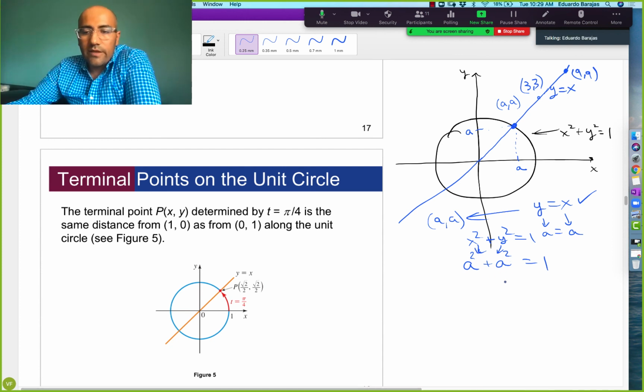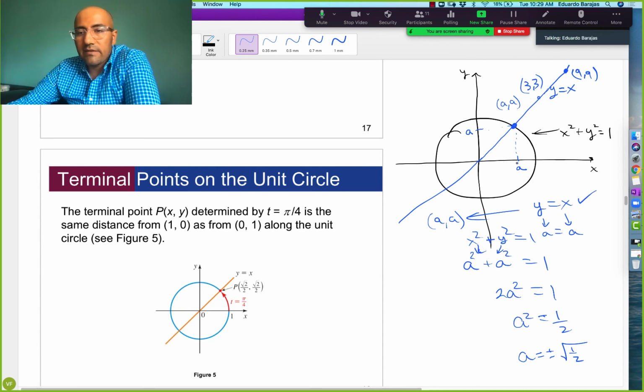Good. So then from here we get that 2a² equals 1, which means that a² equals 1/2, which means that a equals plus or minus the square root of 1/2. I'm in quadrant 1, so I know that a must be a positive number. So I can ignore the negative and say that a equals the square root of 1/2.